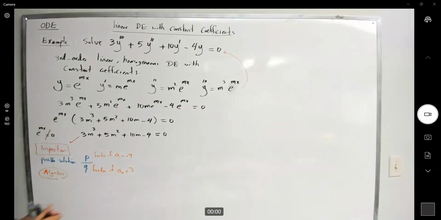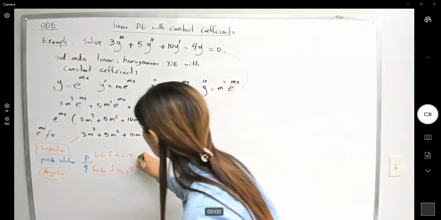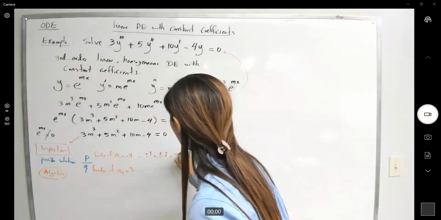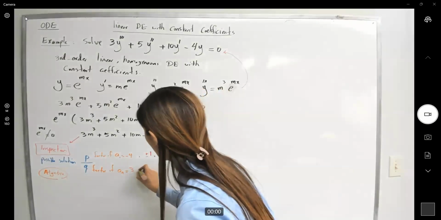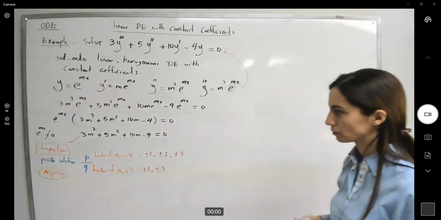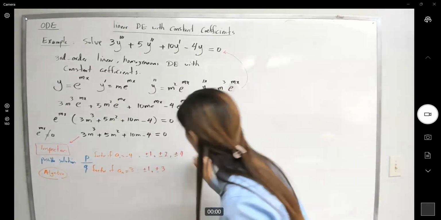What are the possible values that we have? Factors of -4 are ±1, ±2, and ±4. Factors of 3 are ±1, ±3.